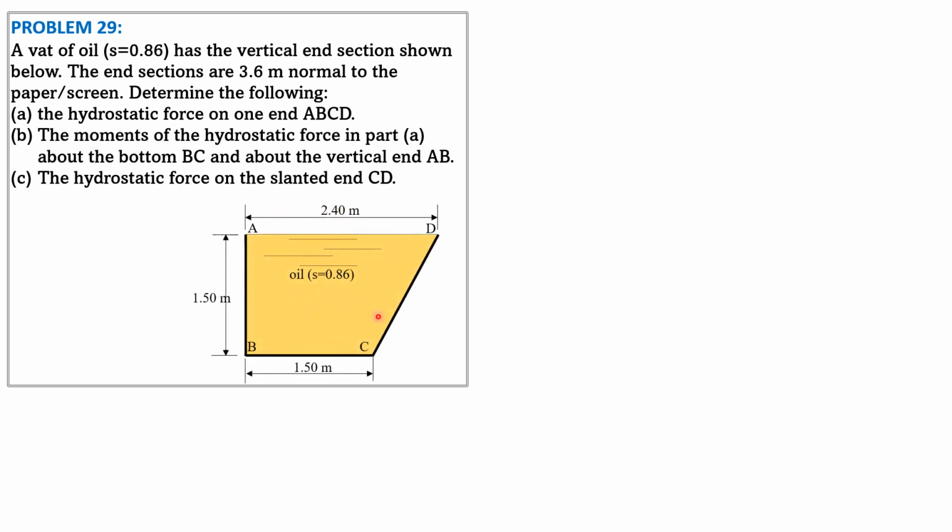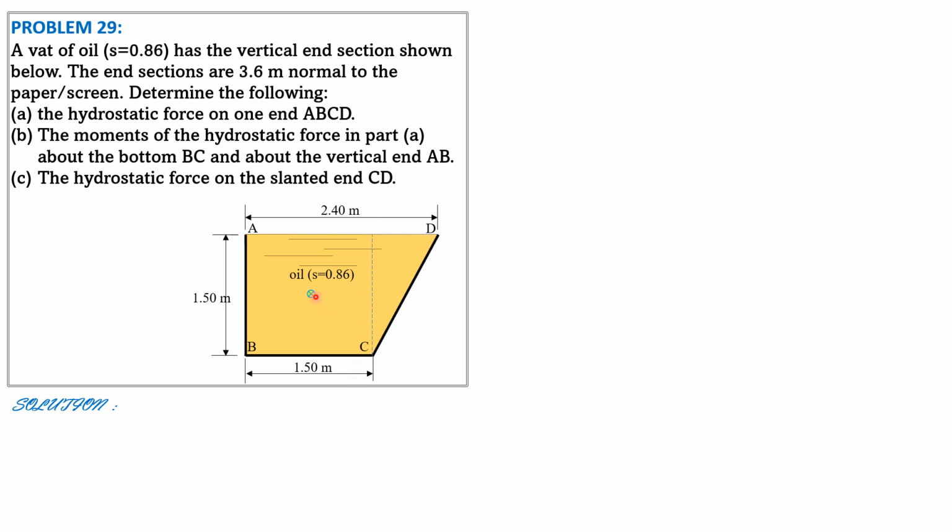So here is the given figure. Let's divide the area into two parts, rectangle and triangle. Remember, this is an end section. So the rectangle is a square, 1.5 by 1.5, and the triangular section is 2.4 minus 1.5, 0.9 meter by 1.5 meter.